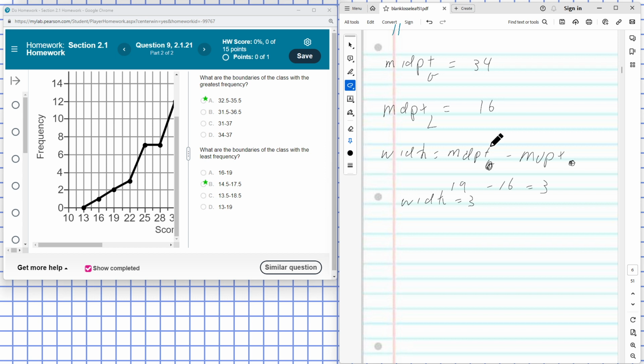So my lower class boundary is going to be the midpoint minus the width over 2. And my upper class boundary is going to be my midpoint plus the width over 2. So we can run it for both of these scenarios here. So when I have this one, midpoint G.